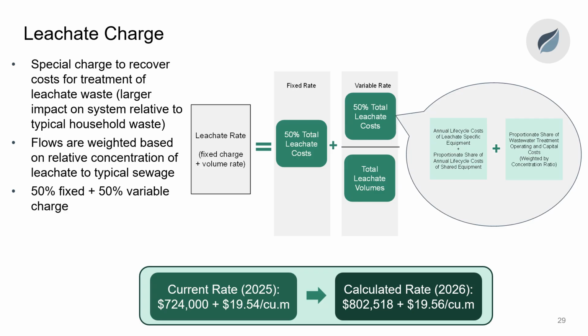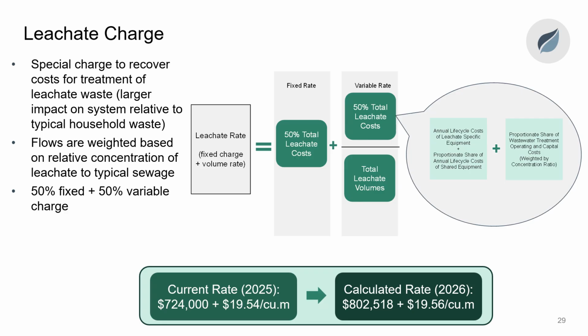So we take the 50% of the costs divided by the total anticipated volumes to come up with that volume rate. And again, similar to the septic and holding charge, to estimate the total costs of the leachate service, we take the annual life cycle costs of the specific equipment required for leachate, plus a proportionate share of the shared equipment, as well as the proportionate share of the overall wastewater treatment operating and capital costs, again weighted by the concentration ratio for leachate.